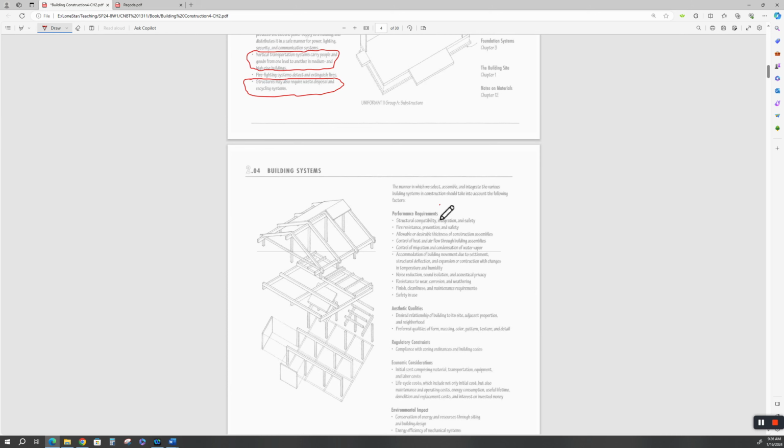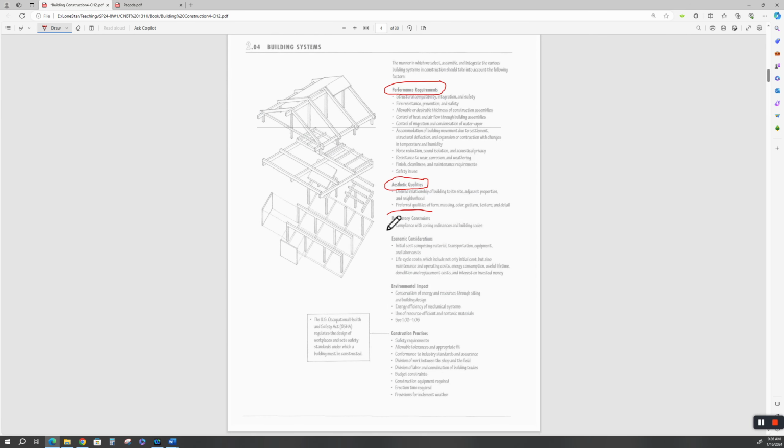We go into performance requirements. Well, some of this is pretty self-evident, okay? When you select, assemble, and integrate the various building systems in construction, you need to take into account the following factors. Performance requirements, aesthetic qualities, we want it to look pretty. Regulatory constraints, again, we're back at codes and ordinances. Economic considerations, that's right, there's no free ride. What's this stuff going to cost?